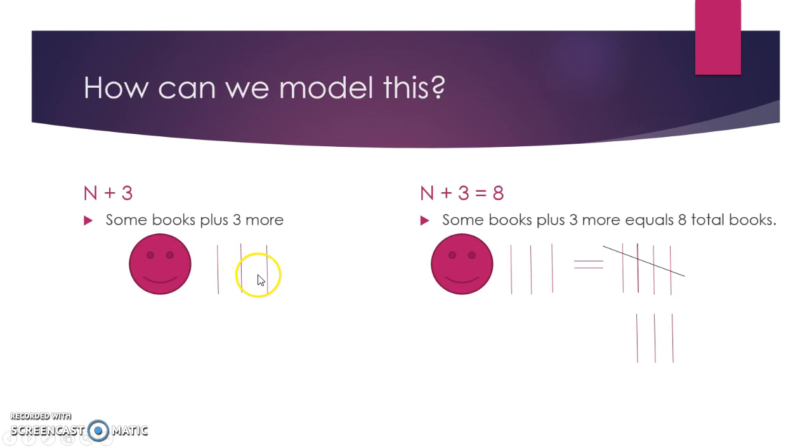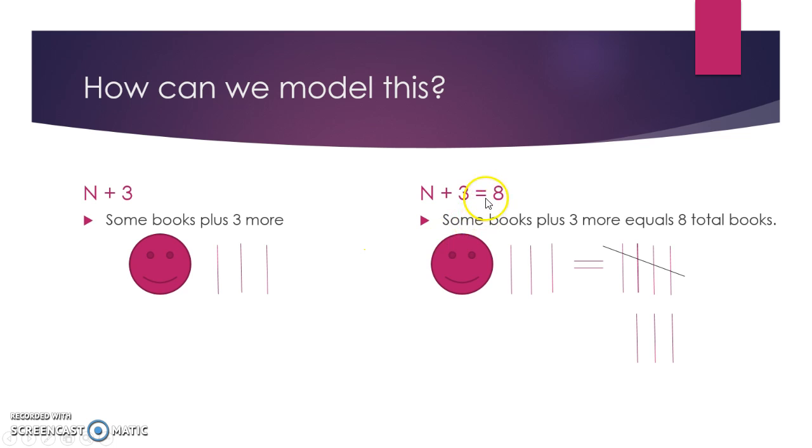But I can model it. So let's say I have this n plus 3. I don't know what n is, so I'm just going to use this smiley face. The smiley face represents the n. And then I have plus 3, meaning I know I need to add 3, so I can make 1, 2, 3. So n is something, and I'm going to add 3 more to it. So it might sound something like this. Some books, that would be n, or this unknown smiley face, plus 3 more, 1, 2, 3. And depending on what this is, I'll know my answer.